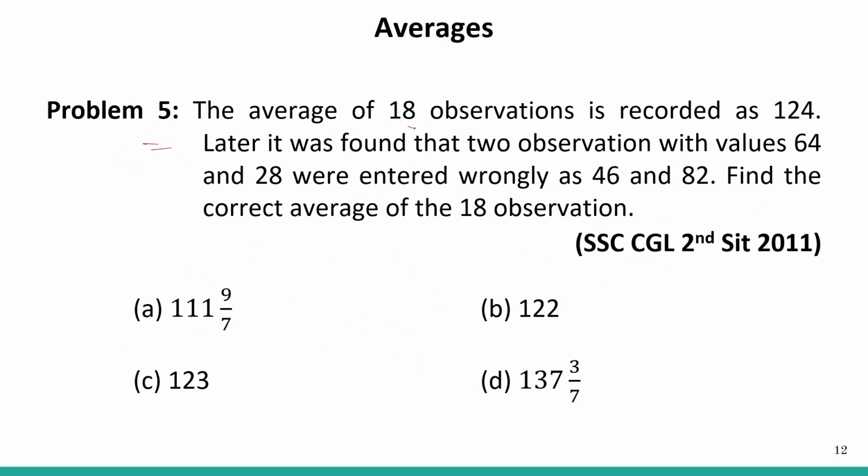The average of 18 observations is recorded as 124. Later it was found that 2 observations with values 64 and 28 were entered wrongly as 46 and 82. So find the correct average of 18 observations. Again, this question has appeared in the SSC CGL second sitting 2011 paper. So let's see, is it 111 whole and 9/7 or one among these other 3?